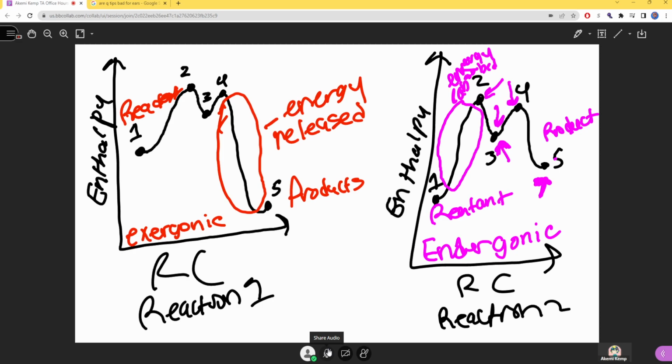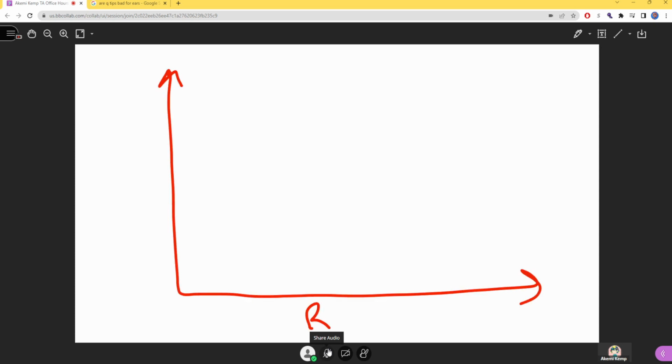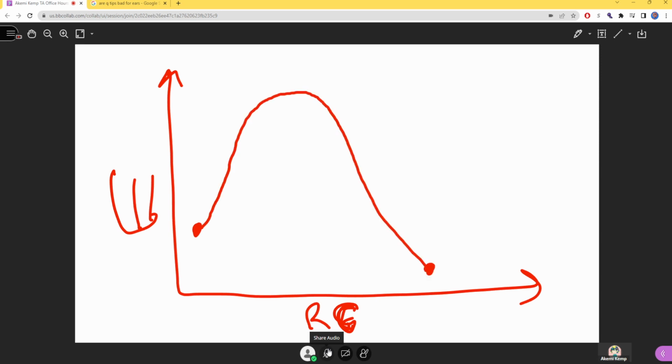Now, let's go to question 16. So question 16 states, consider the following reaction profile. Identify the intermediates. So same little chart here. Reaction coordinates, enthalpy is here. Then you had, so you have 1, 4, 2 was up here, then 3 was somewhere right here.